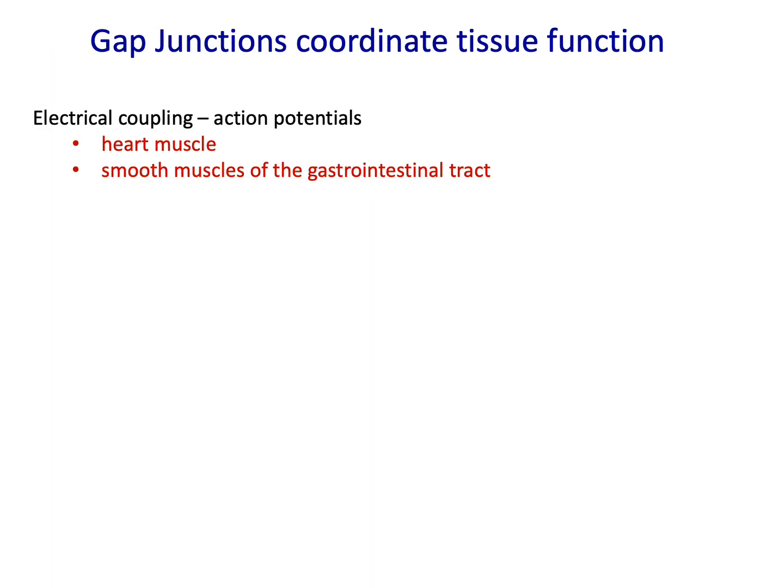Gap junctions coordinate tissue functions in several different ways. They allow electrical coupling between cells by allowing action potentials to be transmitted very quickly throughout a tissue. This is important for the heart muscles and smooth muscles of the GI tract, where the movement of the action potential needs to be fast and coordinated throughout the entire organ.